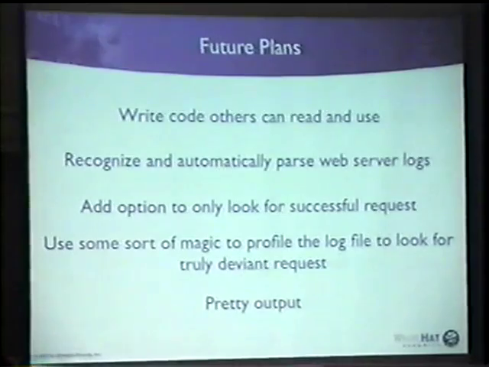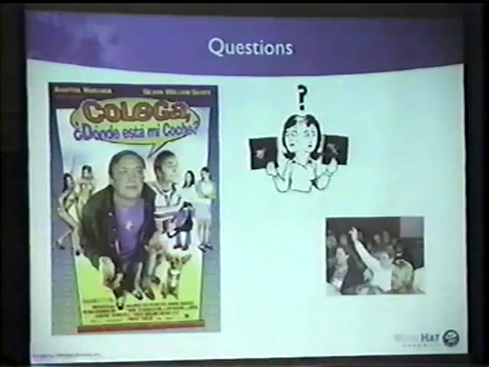And again, some sort of magic to profile the log and actually look for truly deviant requests. This might not work so well on a live internet site, but what I'm thinking here is if you could take your dev environment, run log files from your dev environment through this, then run your production log files, you can see the truly deviant requests coming out of your log file. I got hooked up on Bayesian filters for spam filtering for a while, so this is where I was trying to go. And then I looked at that and figured out I was way too stupid to be dealing with that. Pretty output. Right now, it's really horrible output.